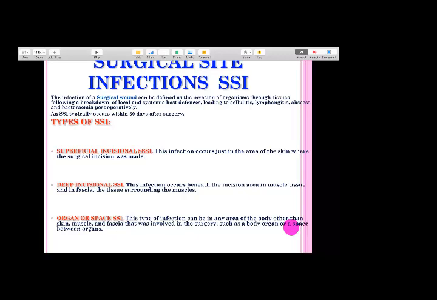Now, what are some of the types of surgical site infections? You have organ or space, deep incisional, and superficial incisional. Superficial incisional occurs just in the area of the skin where the incision was initially made. Deep incisional occurs beneath the incision area, in deeper tissues such as muscles or fascia surrounding the muscles. Those are known as deep incisional surgical site infections. Organ or space is the dead space that we talked about earlier, that if left behind can lead to collection of inflammatory fluid or even hematoma, serous fluid that can become infected. Or it can also be the organ. So this type of infection can be in any area of the body other than the skin, muscle, and fascia involved in the surgery, such as a body organ or space between the organs.